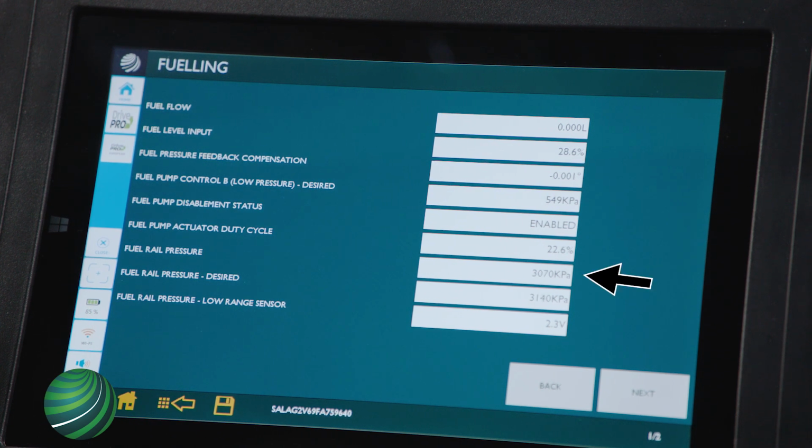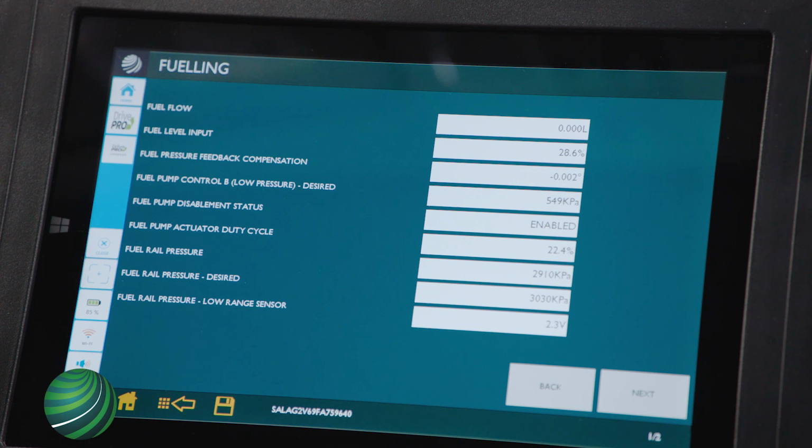Next, we'll look at fuel rail pressure and fuel rail pressure desired. Fuel rail pressure is actual fuel rail pressure and will vary, but usually the value will be between 2 and 3,000 kilopascals. Fuel rail pressure desired will usually be between 5 and 6,000 kilopascals.